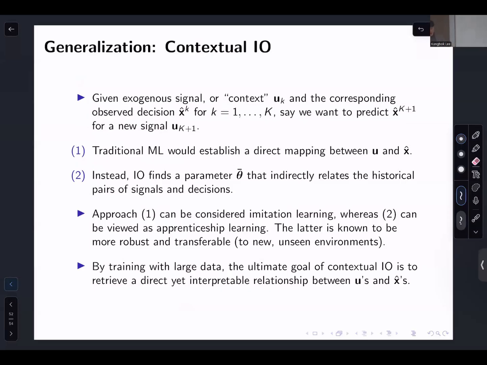And more specifically, we can see I/O as some kind of supervised learning, for example, where there's this exogenous signal or context parameter, U_k, and per each exogenous signal, there's an observed decision. Okay? So what is that exogenous signal or context parameter? For example, you can think of it as different graphs. Think of the shortest path problem.